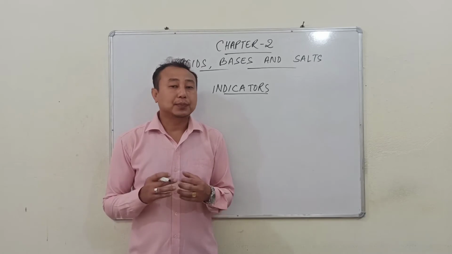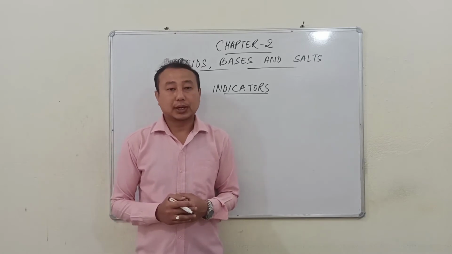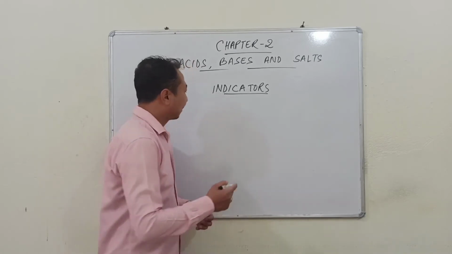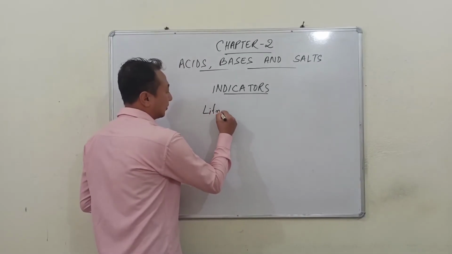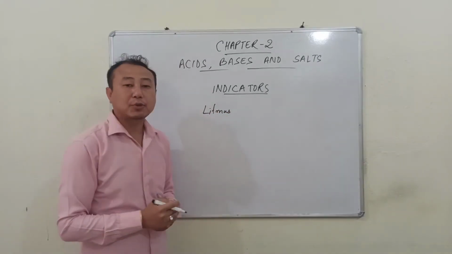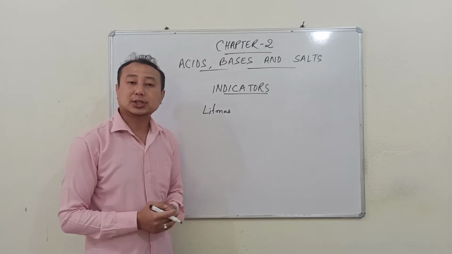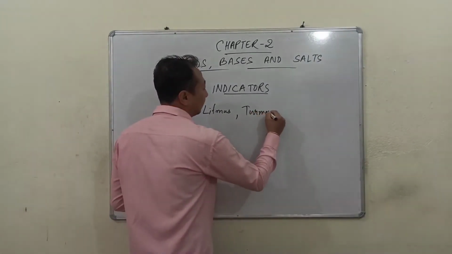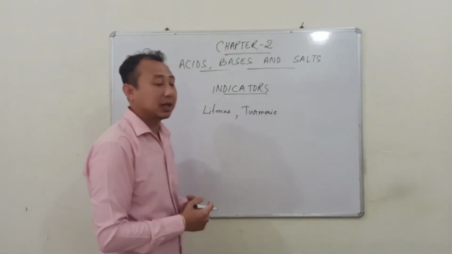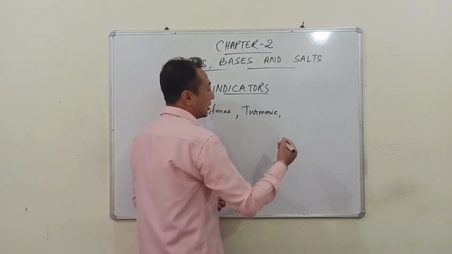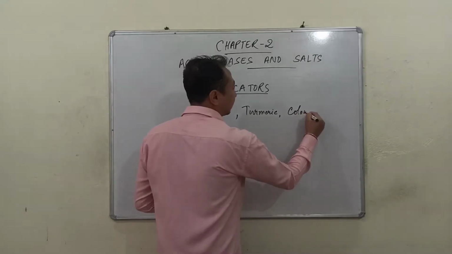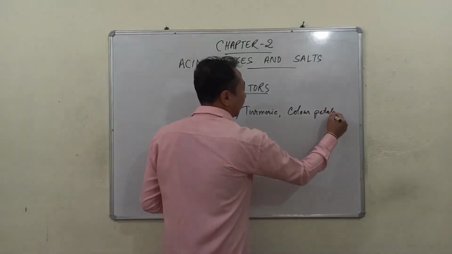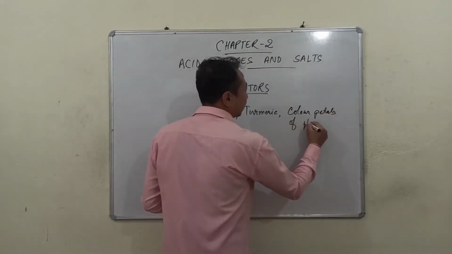Some of the most common natural indicators that we use are litmus, which is often obtained from a type of plant which we call lichen. Another one is turmeric, which is very familiar to us, and the other one is the colored petals of flowers.